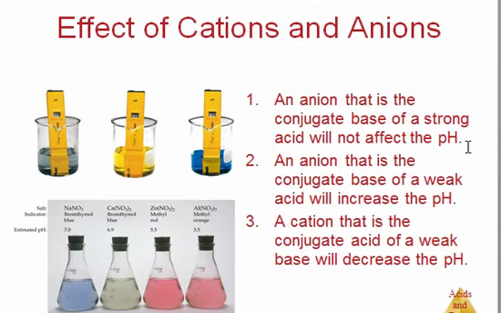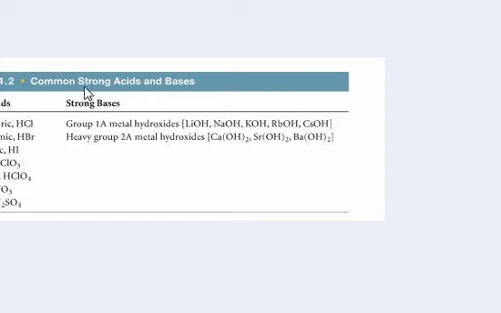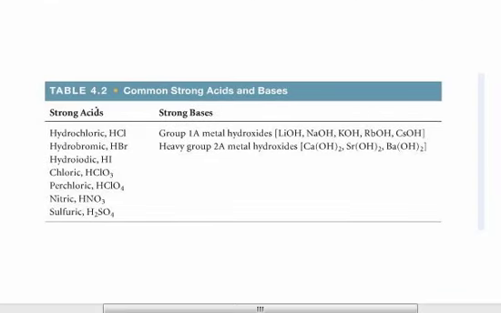Now, one thing that we have not talked about yet is the anion that is the conjugate base of a strong acid, or the cation that is the conjugate acid of a strong base. The anion that is the conjugate base of a strong acid will not affect the pH. So it's super important that we know what our strong acids and our strong bases are. And these are found in table 4.2, page 125 of the textbook. So if we look at the conjugate bases, chloride, bromide, iodide, chlorate, perchlorate, nitrate, all of these will not affect the pH. Now, sulfuric acid, sulfate actually does affect the pH. We may pretend that it doesn't, but it actually does.